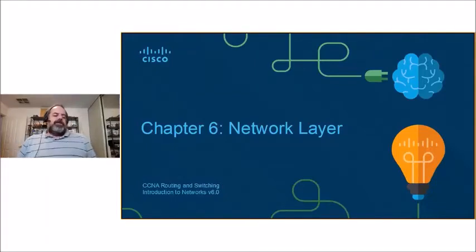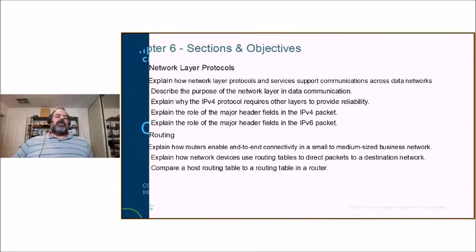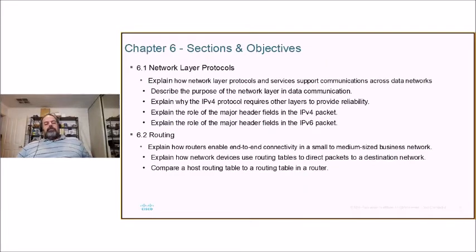Okay, so chapter 6 of CCNA 1, the network layer. We're going to talk about IP, or Internet Protocol, in generic terms. Network layer protocols: explain how network layer protocols and services support communications across data networks. We describe the purpose of a network layer in data communication. We explain why the IPv4 protocol requires other layers to provide reliability. And we look at the role and major header fields of IPv4 and IPv6 packets.